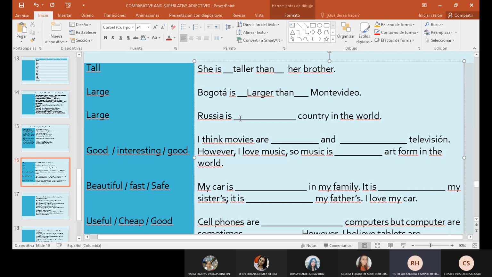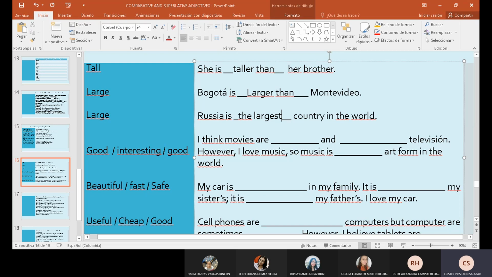Russia is the largest country in the world. Russia is larger or largest? Largest. We use the article the. Please don't forget the article the. The largest, "el largest", más grande. Largest. Okay. Rusia es el país más grande en el mundo. Okay, thank you.